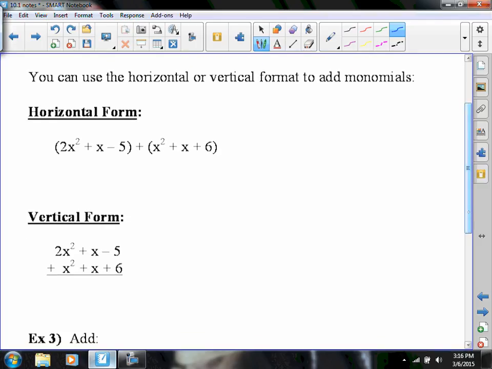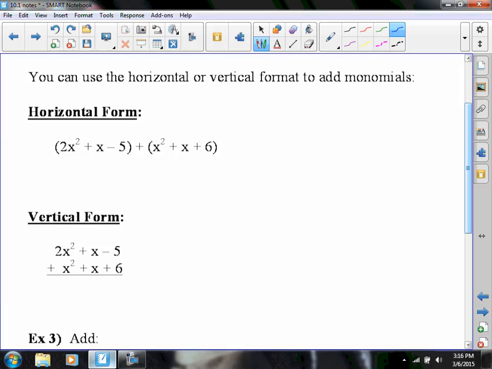Now there's 2 ways we can do this. We can do horizontal form, or we can do vertical form. Okay, horizontal form is what I'm most comfortable with, but a lot of students like the vertical form. Does not matter at all which form you use. Whichever one makes sense, you go with it.